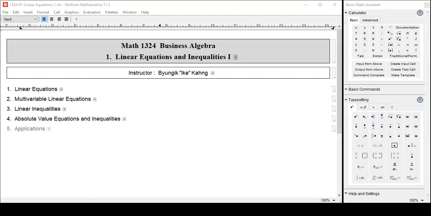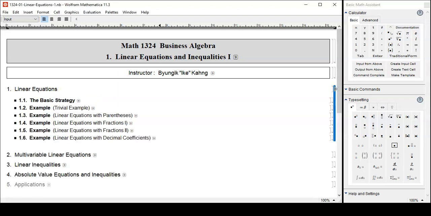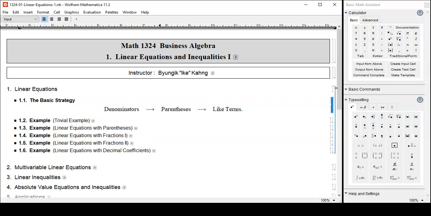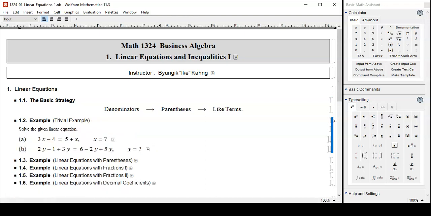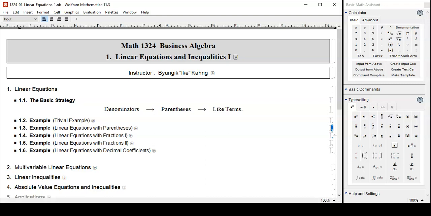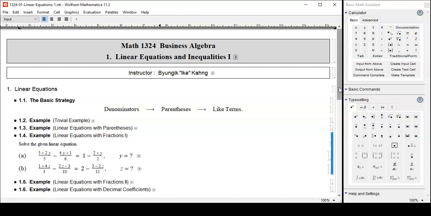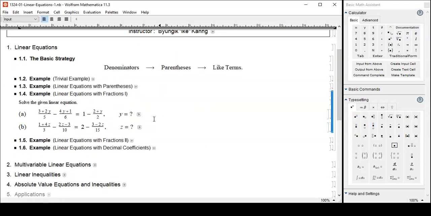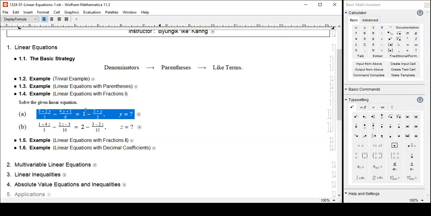Hello students, welcome back. Previously we went through the basic strategy of linear equations, or rather all equations. And then we went through a couple of examples, a trivial example and a less trivial example. Now let's begin from an example with denominators. Okay, let's copy and paste this problem.